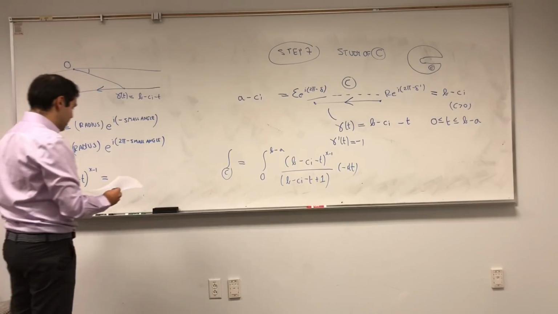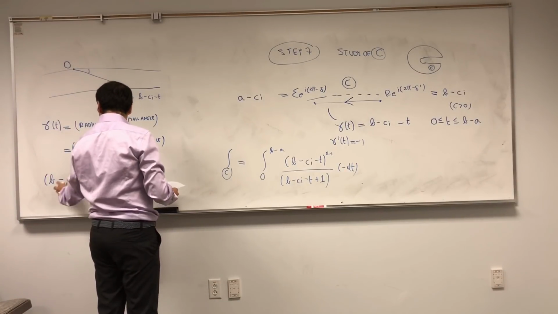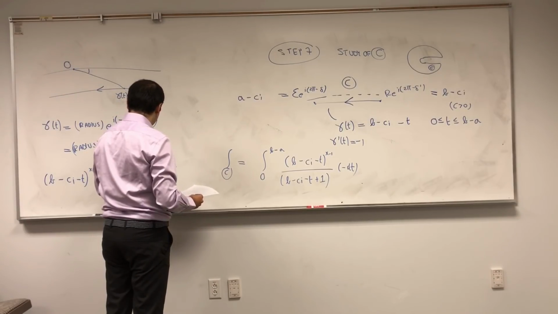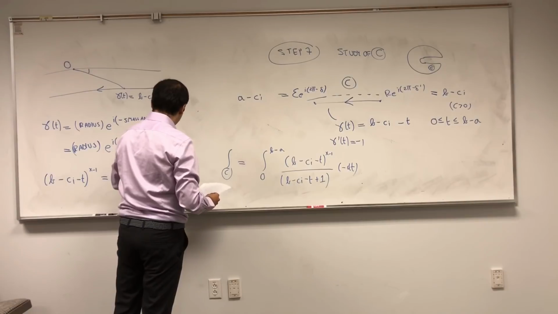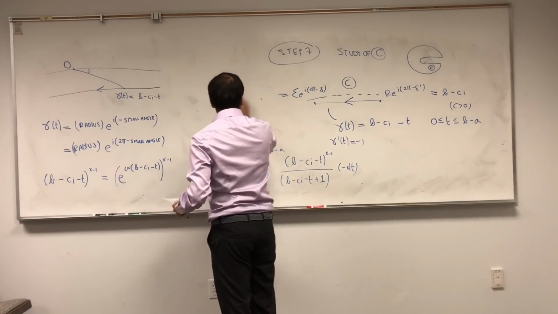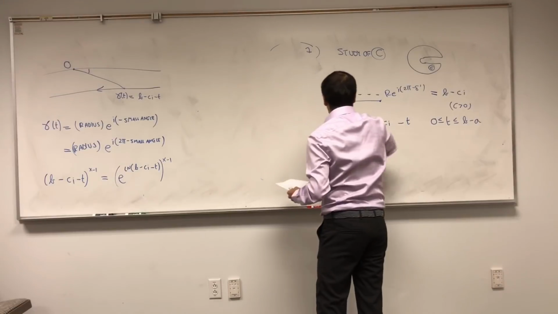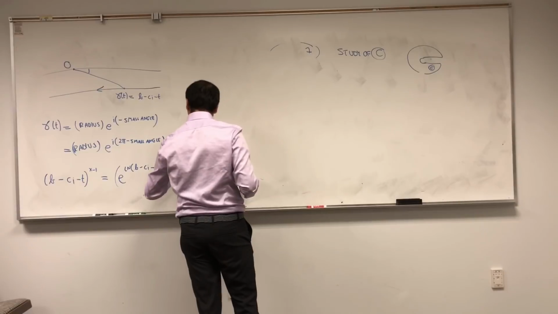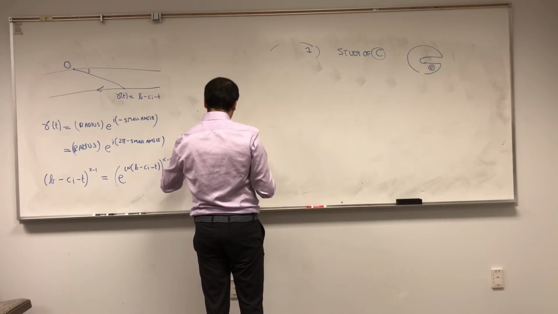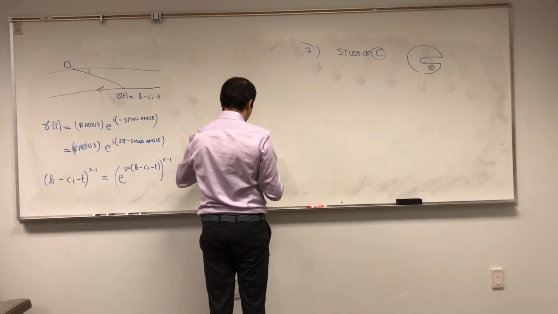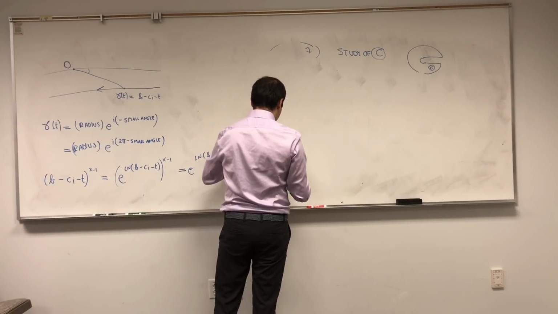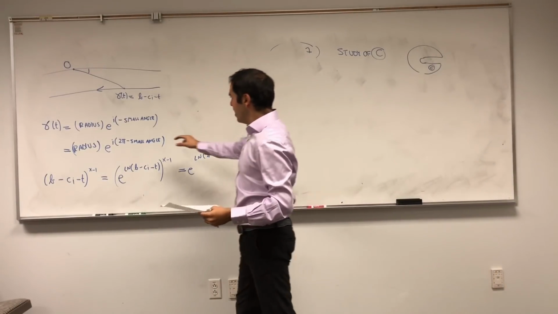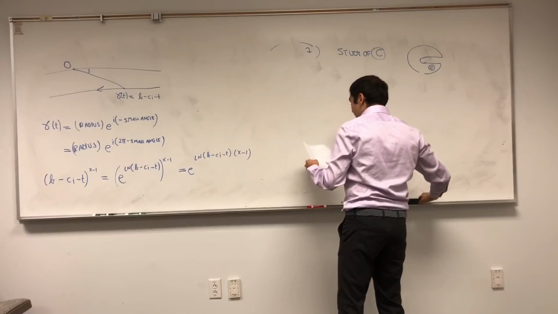What this really is, it's e to the ln of (b − ci − t) to the x minus 1, which becomes the following. So that is e to the ln of (b − ci − t) times (x − 1). But again, what do we have based on this thing here?